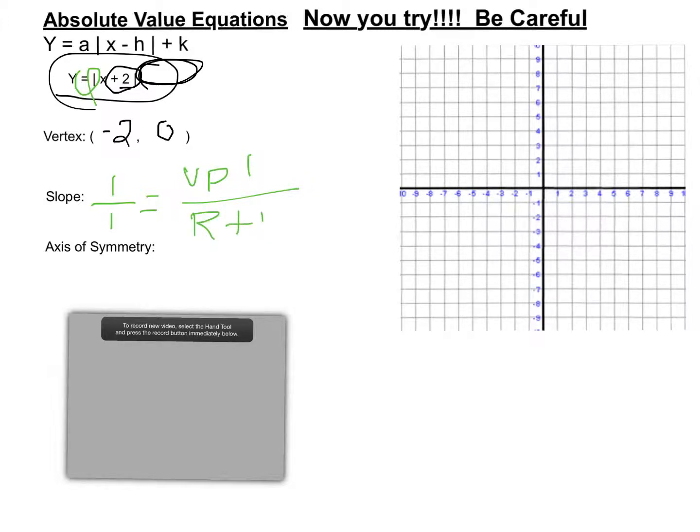Okay, now our axis of symmetry, x equals, and again it's the x coordinate of the vertex, so -2.